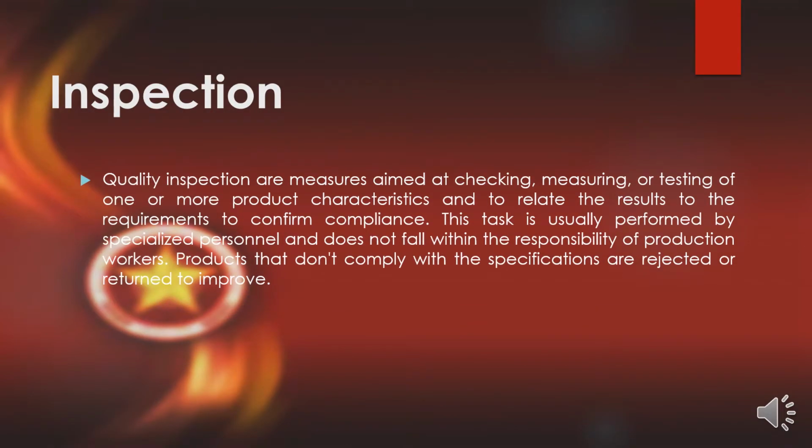The third tool and technique is inspection. Quality inspections are measures aimed at checking, measuring, or testing one or more product characteristics and relating the result to the requirements to confirm compliance. This task is usually performed by specialized personnel and does not fall within the responsibility of production workers. Products that don't comply with the specification are rejected or returned to improve.